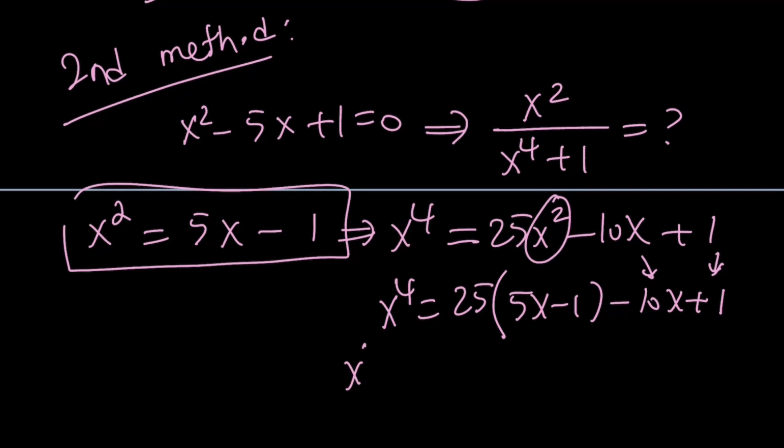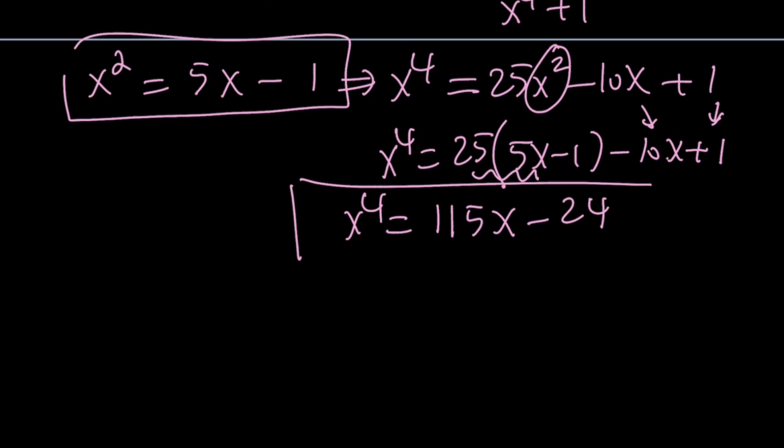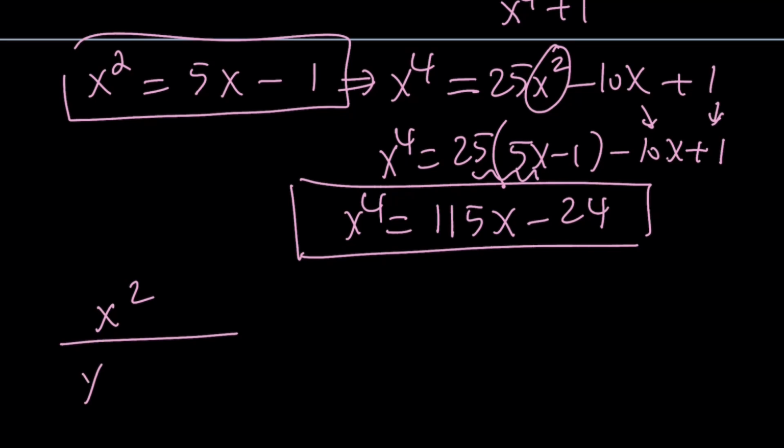And from here, x to the fourth becomes 25 times 5x, which is 125x, minus 10x is 115x, minus 25 plus 1 is minus 24. So I got a linear expression for x squared, as well as x to the fourth power. So why not substitute everything here? Let's go ahead and do it. And this should be familiar to you.